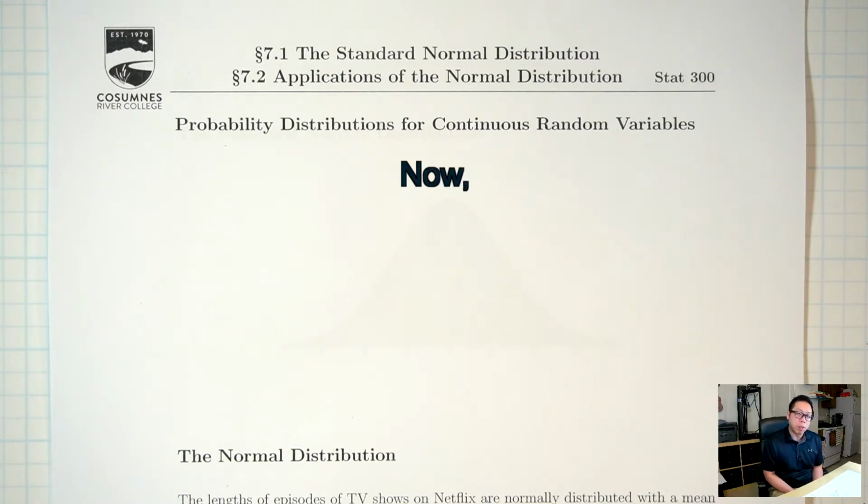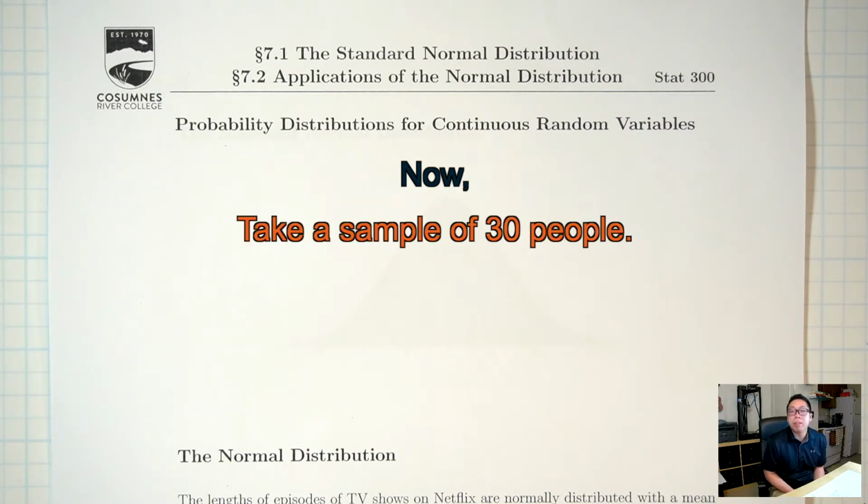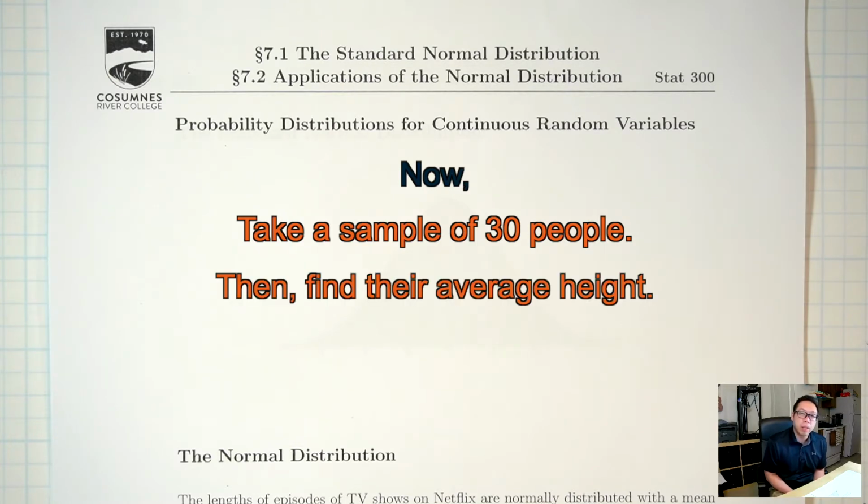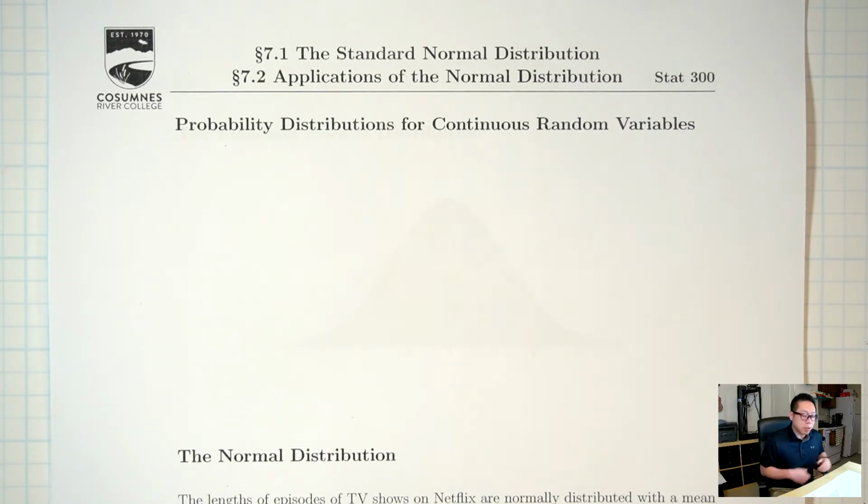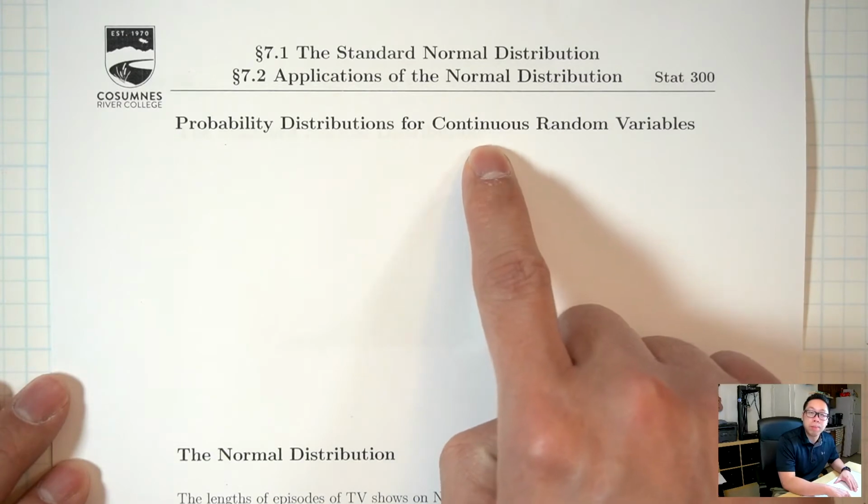In this chapter, we're going to look at situations like take a sample of 30 people again, but instead of counting how many people have a certain characteristic, we're going to be interested in things like their average height. And when we talk about average height, now the possible values can be any decimal. And because of that, these are now called continuous random variables.